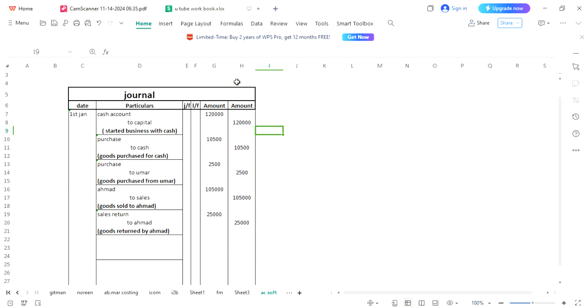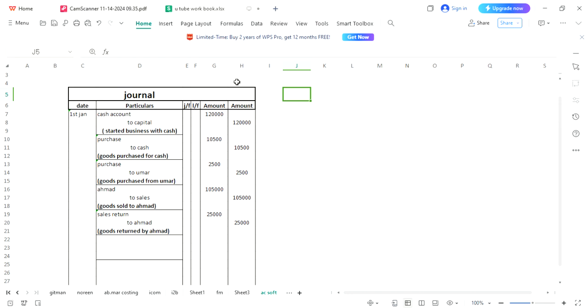Today's target is to understand the ledger. This is a new concept for you. For that purpose, how many columns do we need, what are the headings, and how do we make a ledger in Excel? This is our target to understand.